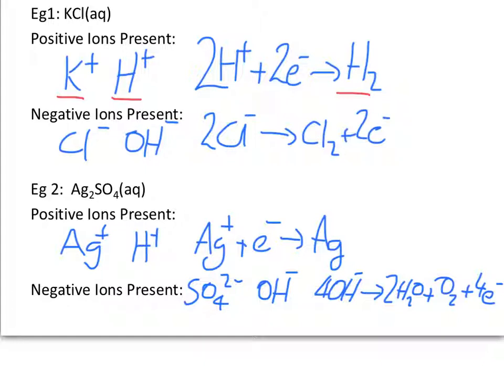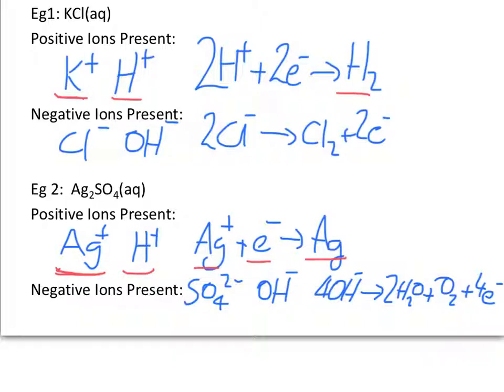So here we have potassium. Potassium is a very reactive metal, much more reactive than hydrogen, so hydrogen forms. You get bubbles of hydrogen gas appearing at the negative electrode. In the second example, we've got a choice of silver ions or hydrogen ions. Silver is a very unreactive metal, much less reactive than hydrogen. So the silver will take the electron at the negative electrode and you will form silver solid there.